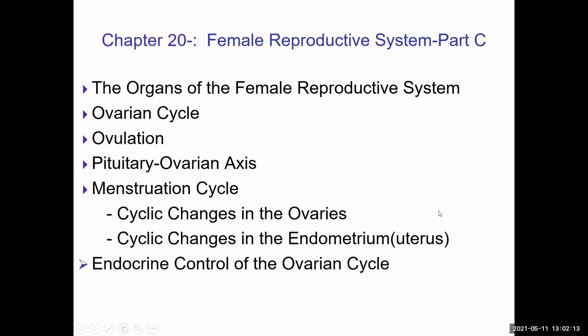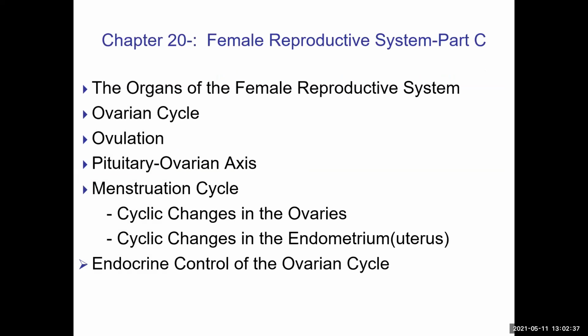Hey guys, good afternoon. I think this is the last lecture before the final. We're going to finish the female reproductive system, and next day you can review the system. So this is the female reproductive system, part C of chapter 20.